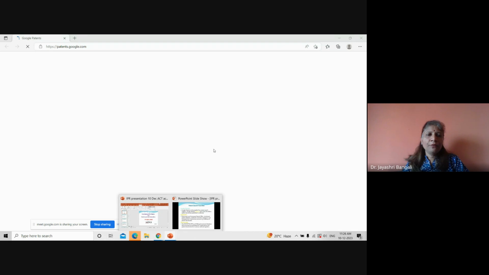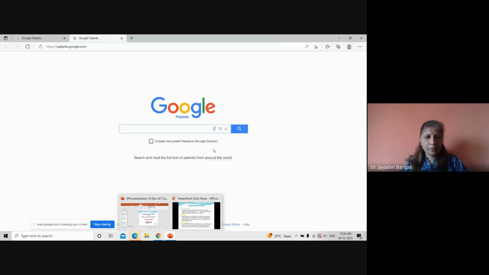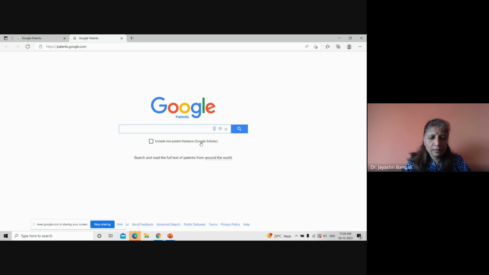So there are free sites available on which you can actually search a particular patent. Now, can you see Google Patents on your screen? Yes, ma'am. Okay. So now here you can type anything and it will give you the granted patent list. Suppose I will just type maybe mobile.